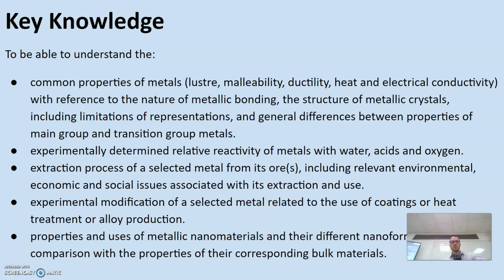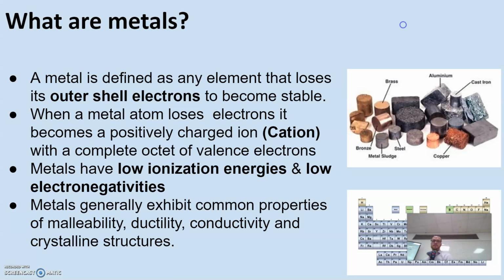Experimental modification. So we will look at heat treatment and alloys. Who owns a bicycle? Good chance that you have an alloy frame. Steel is an alloy. When it says it's an aluminium frame, it's actually an aluminium alloy. Might be titanium. The only difference is if you have a carbon bike, that's actually a polymer, not an alloy. Experimental modification, properties and uses of metallic nanomaterials. Again, that's something we will glaze over.